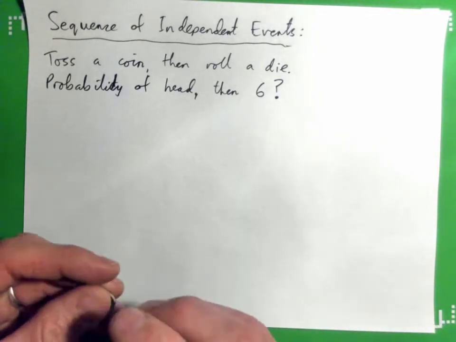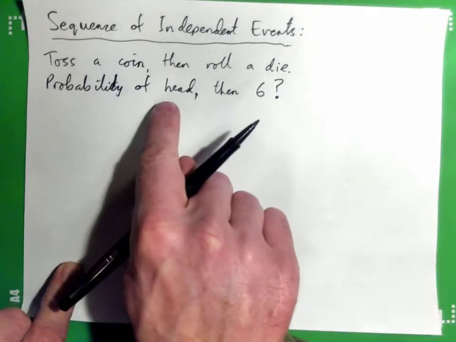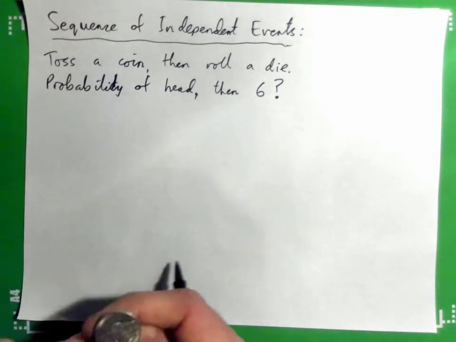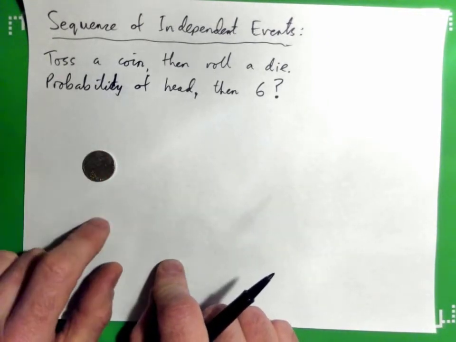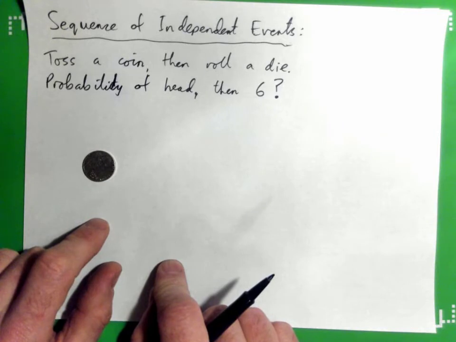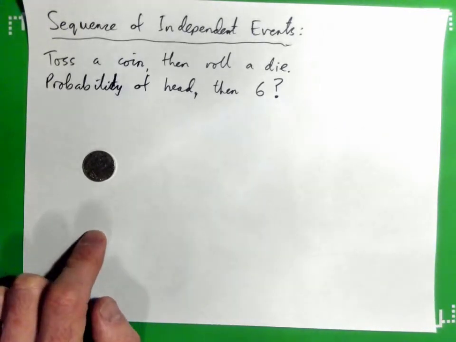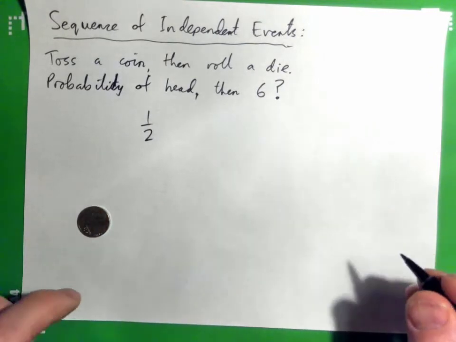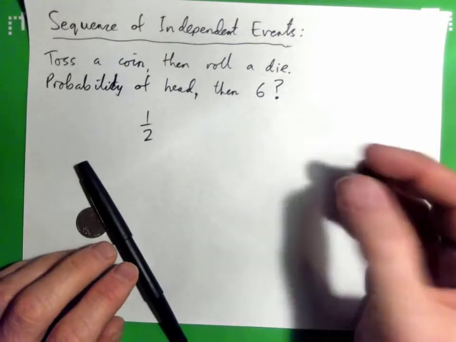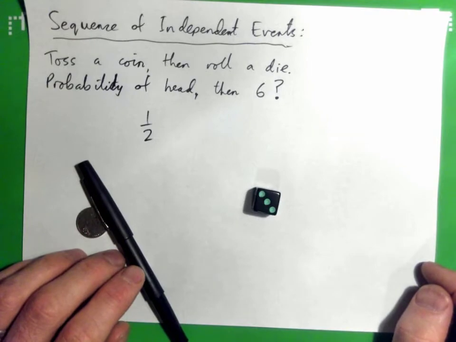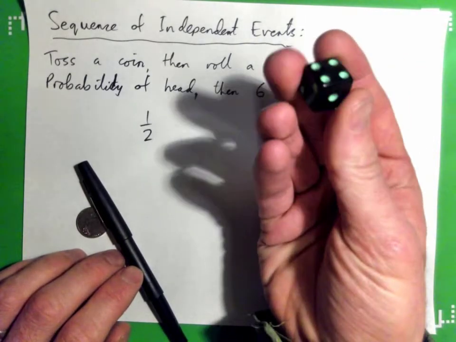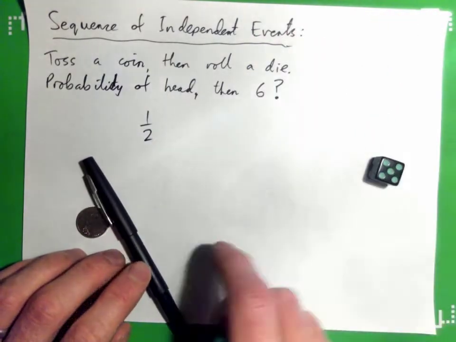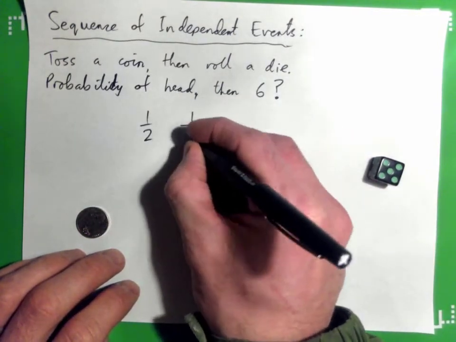But the way to deal with this is, what is the probability of just getting a head if we just had that event on its own? Yeah, that'd be just 1/2. Now, what's the probability of rolling a 6 if you're rolling a dice? 1 out of 6. There's 6 possible numbers on the dice. 1 out of 6. Okay.